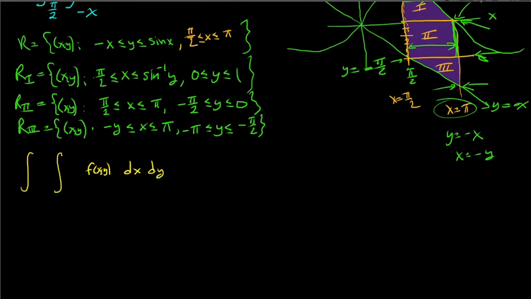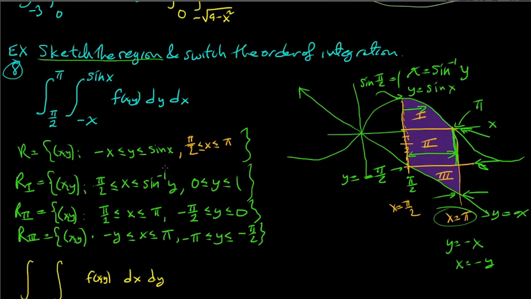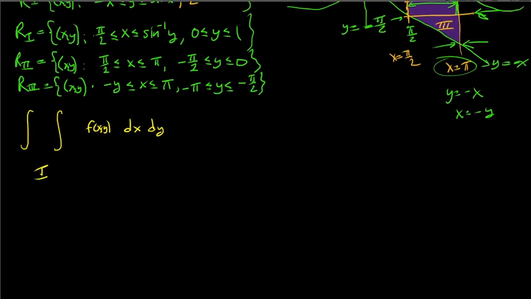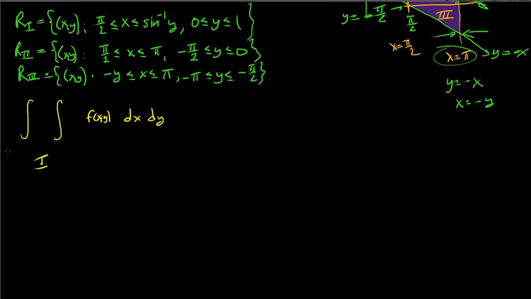All right, now we can write down the integrals. For the first region, I'll call this region 1, dy dx. Did I get this backwards here? Yeah, no, that's right. Okay, so x goes from pi over 2 to inverse sine of y, and y goes from 0 to 1.